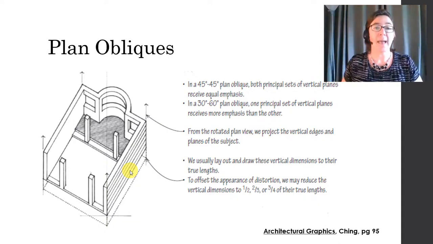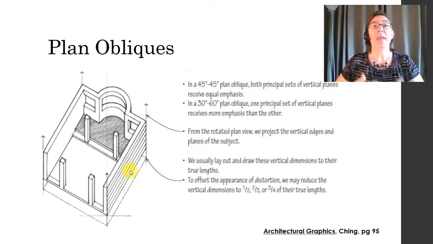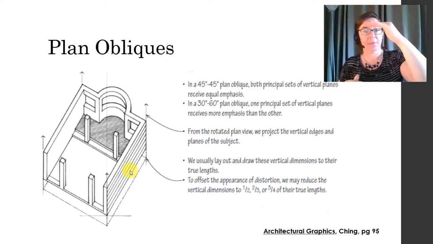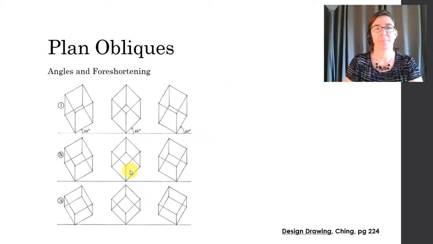Once you've got your plan rotated on your drawing, you start projecting your vertical edges, your vertical lines and planes. You can project them out to their true lengths, or you can use a scale reduction to a half, 2/3, 3/4 of their true lengths. I'm going to show you that in an example. So when you choose those angles and when you choose that vertical scale, which is going to give you your foreshortening, you really affect the overall appearance of your object, of your building, of your design.